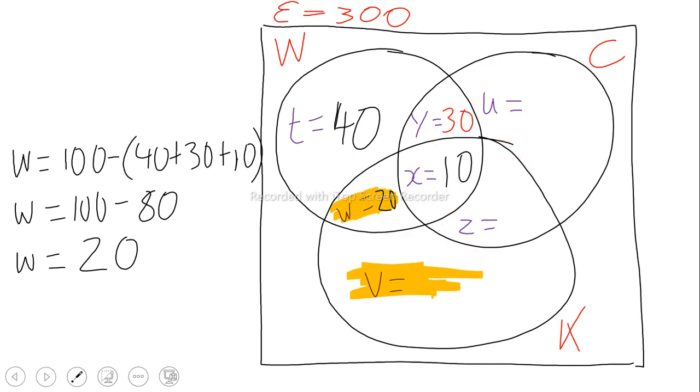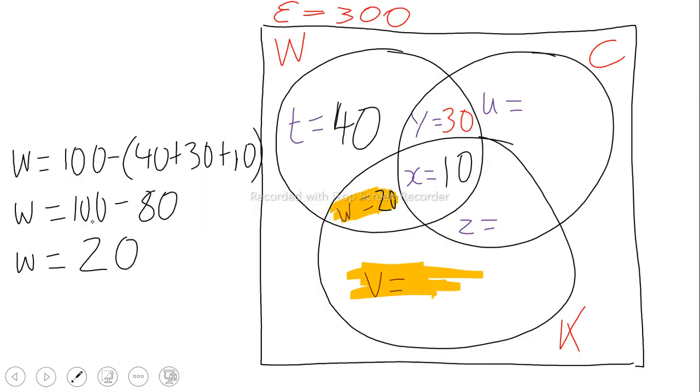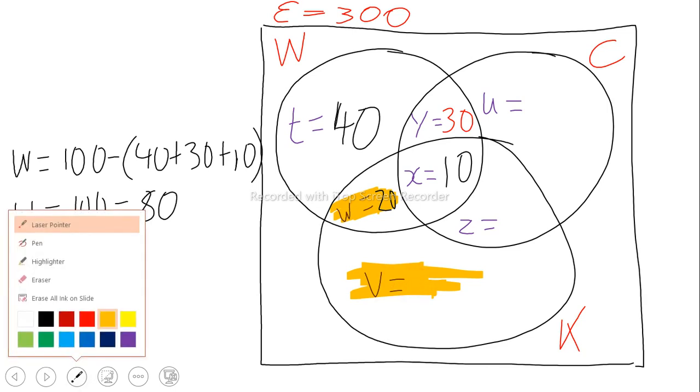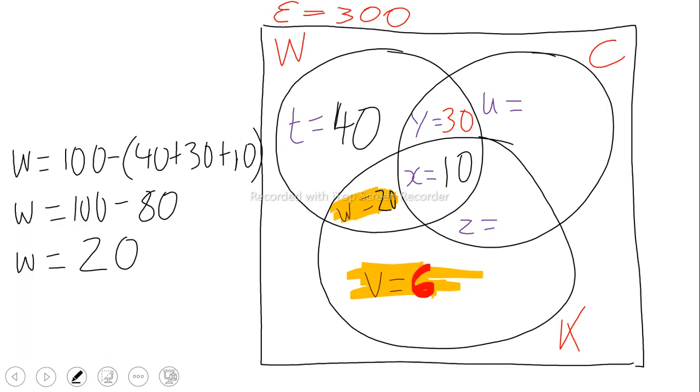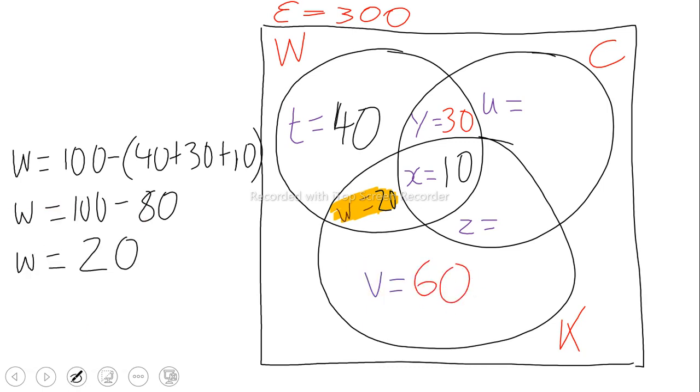Okay. So W and V are supposed to add up to what? 80. They said it right there, 80 had read it. So what must V be? 60. So V is 60. All right, we're almost done. Any questions before I move on to the last two?